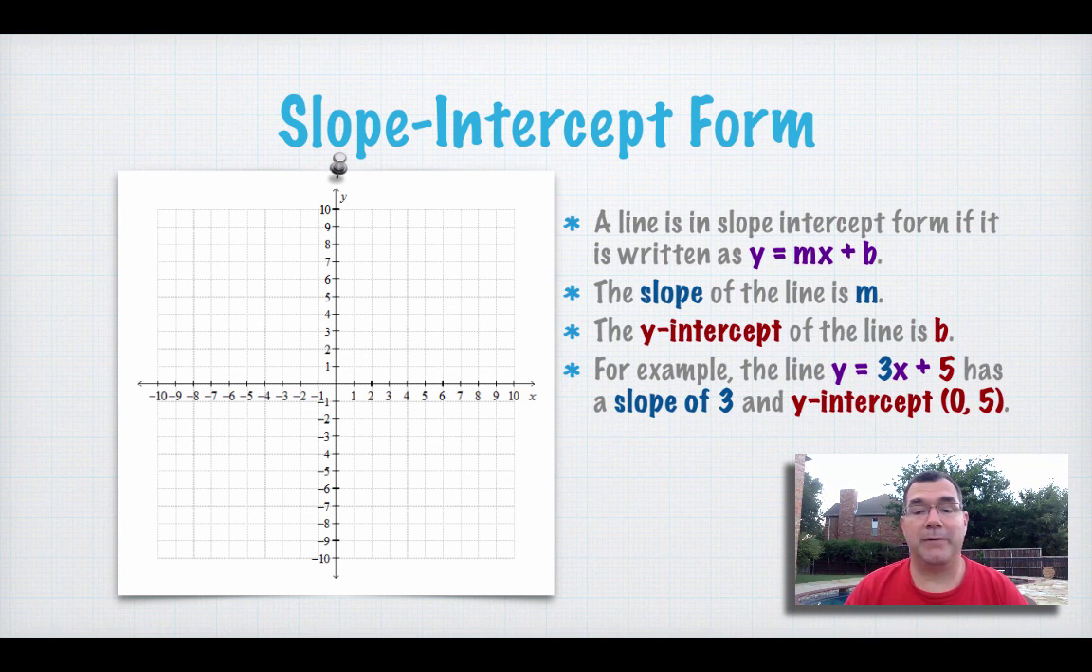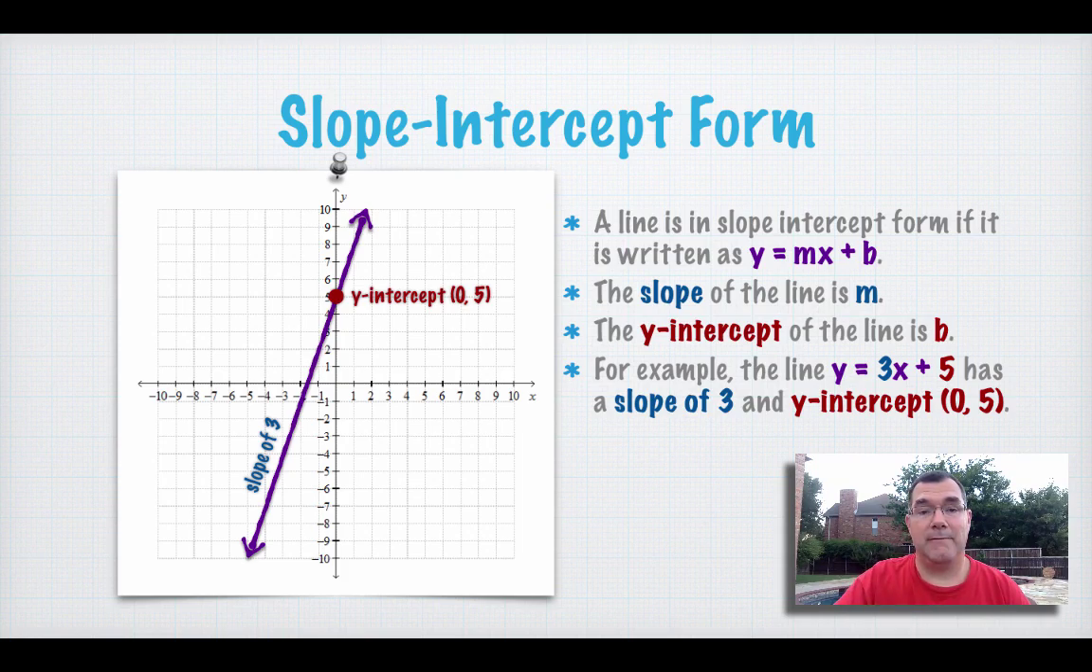Okay, so for example, if I have the line y equals 3x plus 5, that's going to have a slope of 3, and it's going to have a y-intercept of (0, 5). Remember, every y-intercept has an x-coordinate of 0. That's automatic. Okay, so that's what that line actually looks like. And it has a slope of 3. We've talked about how to find slope. And the y-intercept is (0, 5). It crosses the y-axis at 5.